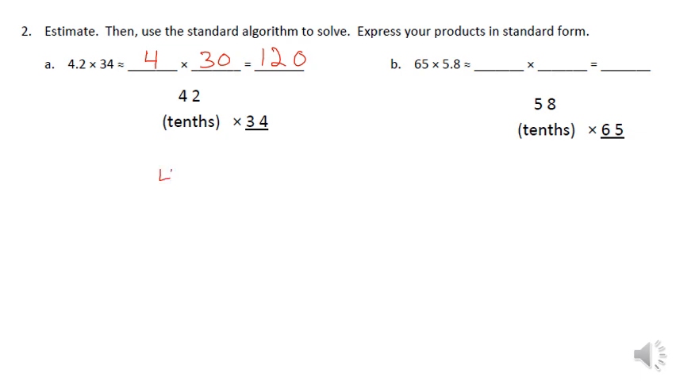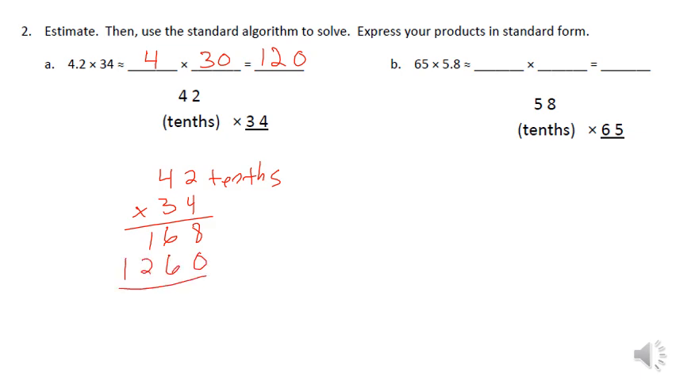Now we have 42/10 times 34. 4 times 2 is 8. 4 times 4 is 16. Place a placeholder. 3 times 2 is 6. 3 times 4 is 12. And we have 1,428 tenths. That means the 8 would be in the tenths place, so 142.8. And that is real close to our estimate of 120.